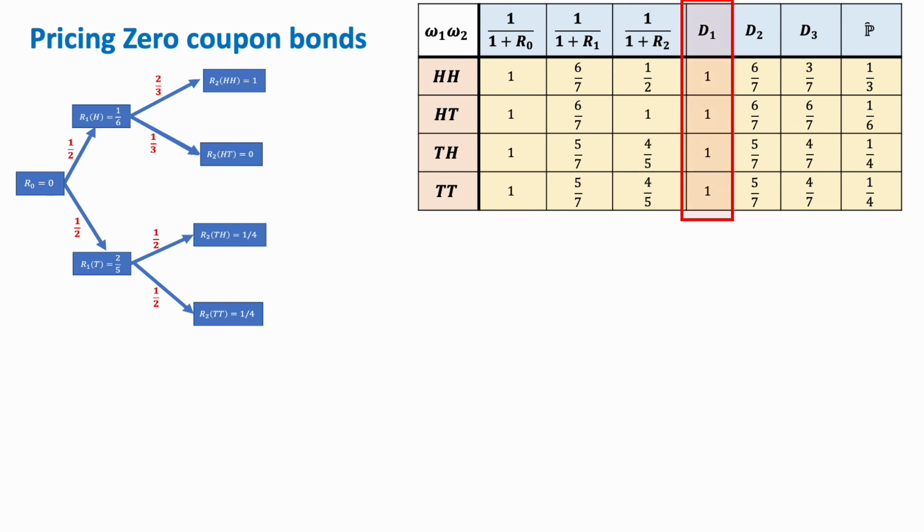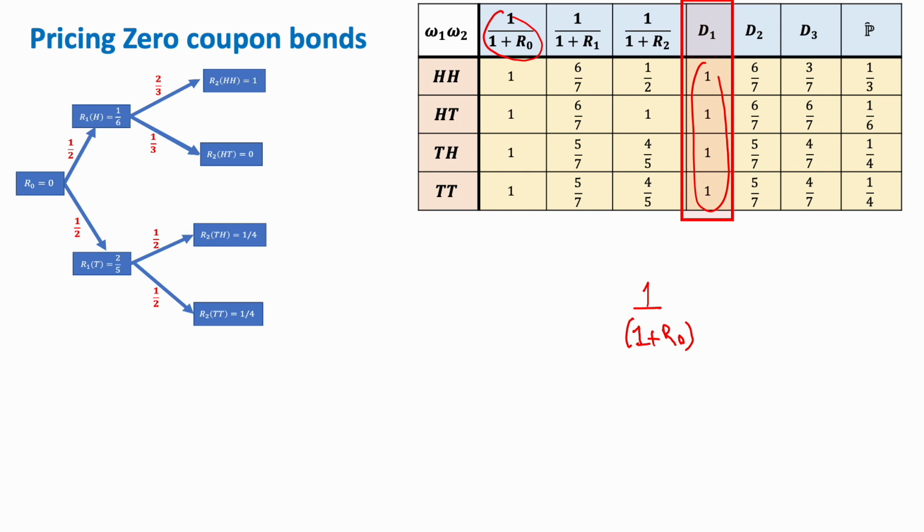Now let's look at D1. What is equal to D1? If you remember the definition of these D's, it's just 1 divided by 1 plus R0. This is what D1 is, right? So we actually computed that already here, right? This is just 1, so we just repeat that here.